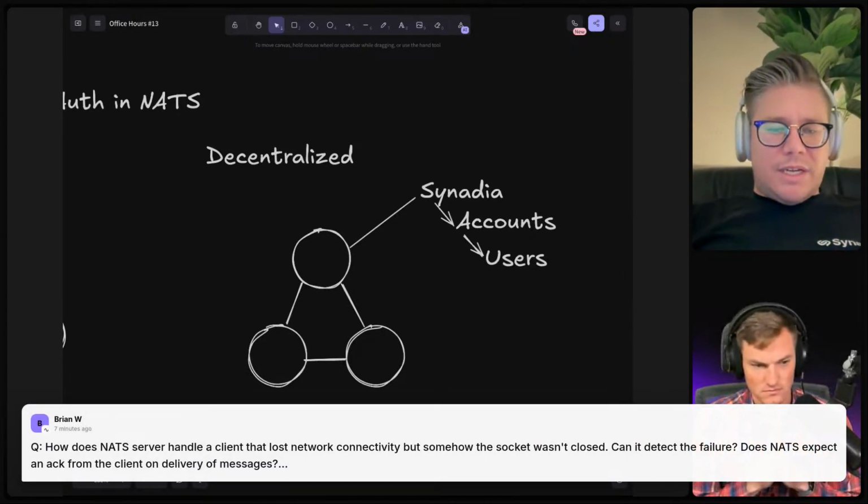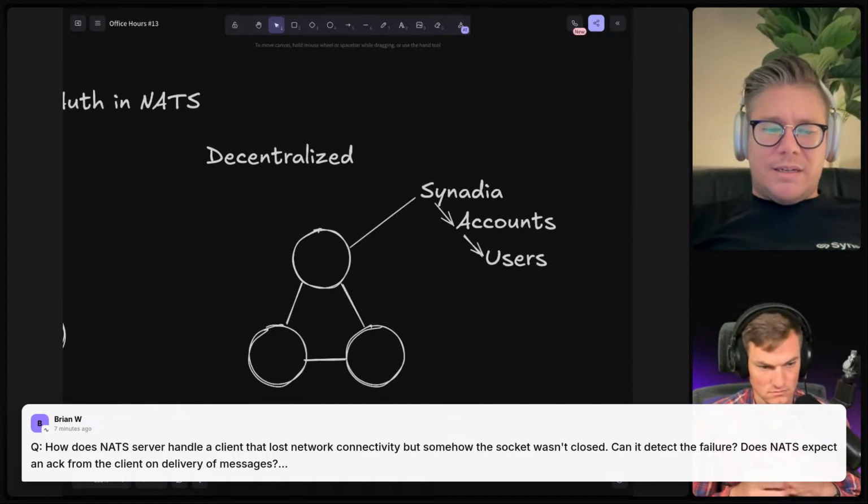Brian asks, how does the NATS server handle a client that lost network connectivity, but somehow the socket wasn't closed? Can it detect the failure? Does NATS expect an ACK from the client on delivery of messages?